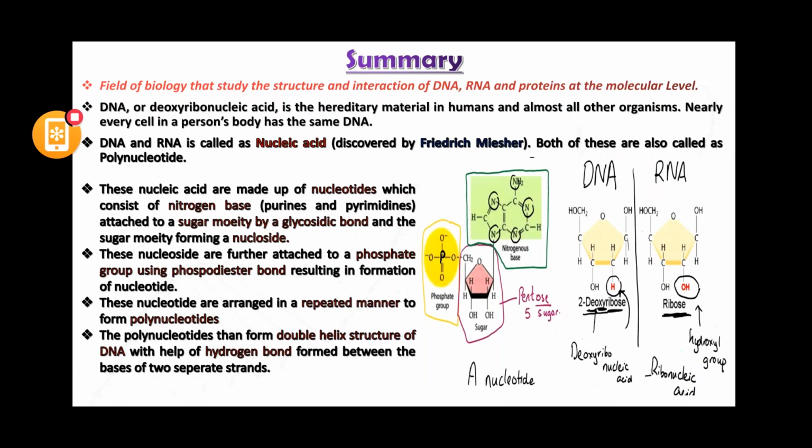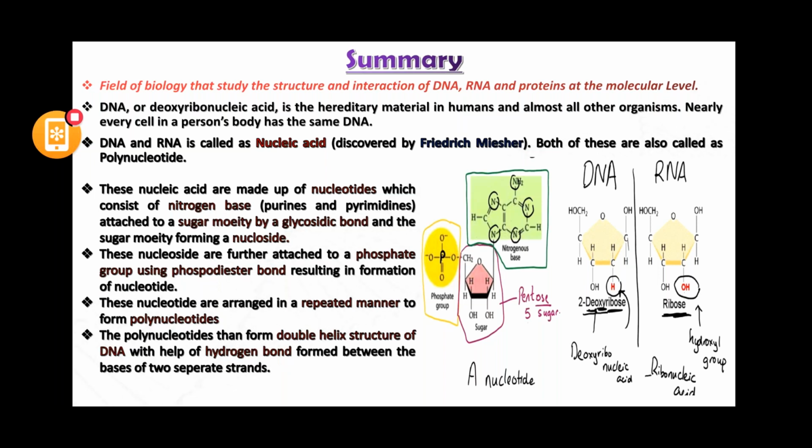So we will go for a quick revision of whatever we have learned. We learned what molecular biology is. Molecular biology is simply the study of interaction between DNA, RNA, and protein at the molecular level. We came to know that DNA is deoxyribonucleic acid, and it is the hereditary material which passes from one generation to another generation.